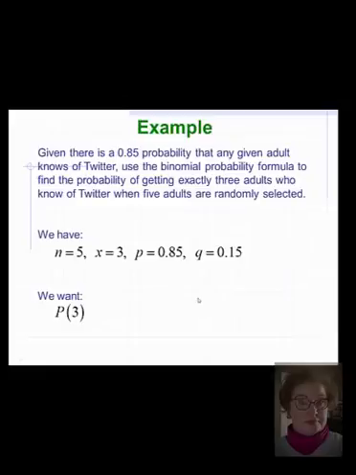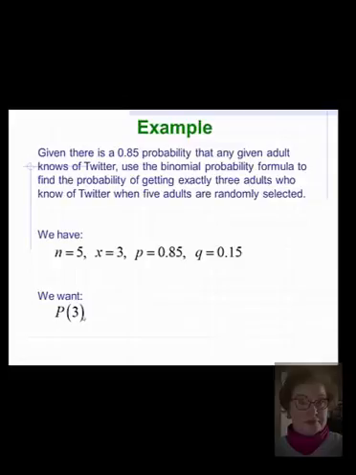So here's an example. Given that there's an 85% probability that any given adult knows of Twitter, use the binomial probability formula to find the probability of getting exactly 3 adults who know of Twitter when 5 adults are randomly selected. So here is the number we're going to select, how many successes we have, our probability of success, our probability of failure, and we want to know the probability of exactly 3.